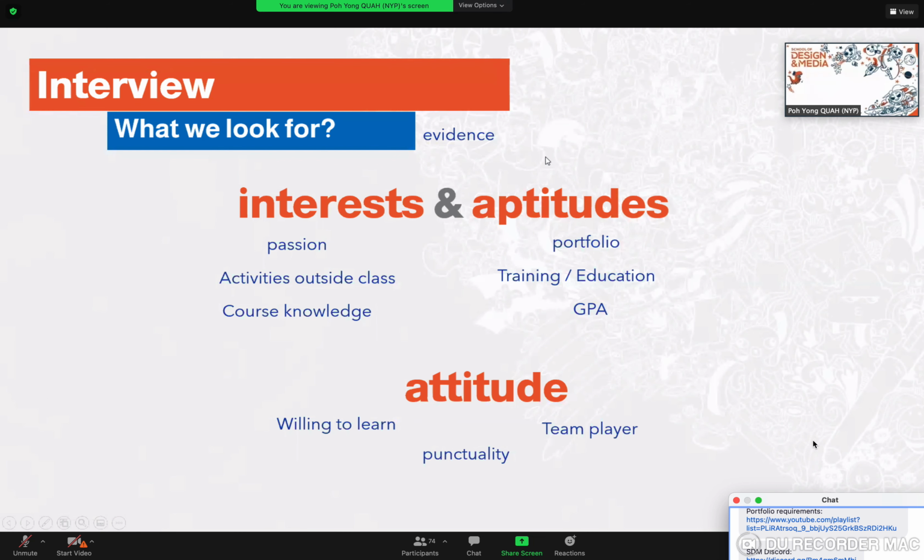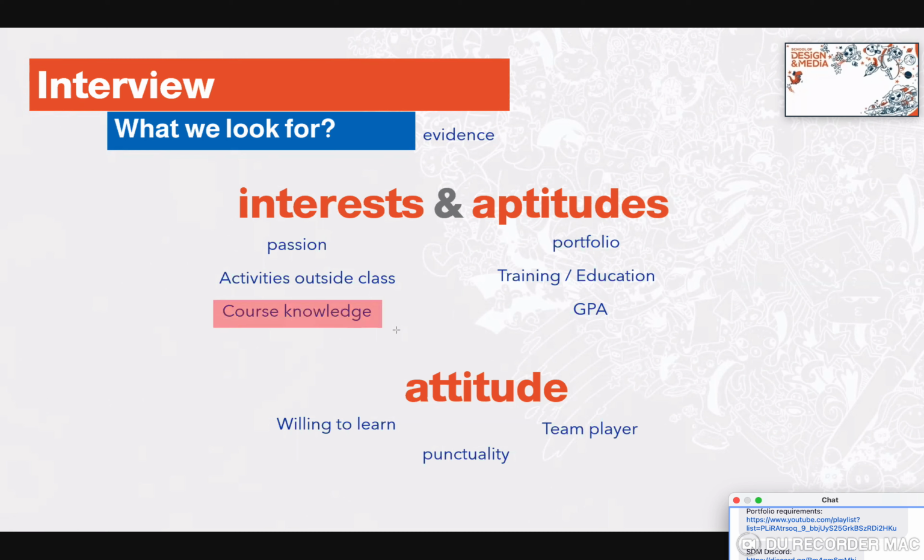My annotation is off again. Hold on. So this is your course knowledge of the course that you're applying to. Your passion is what you like to do. I like to watch movies. I like to cycle. Activity outside class: what kind of activity do you participate in? Aptitude has to do with your skills. For example, you already submitted a portfolio. Is your portfolio 6 to 10 pieces related to the course? Is the portfolio very good? Is it curated? Is the citation very clear?